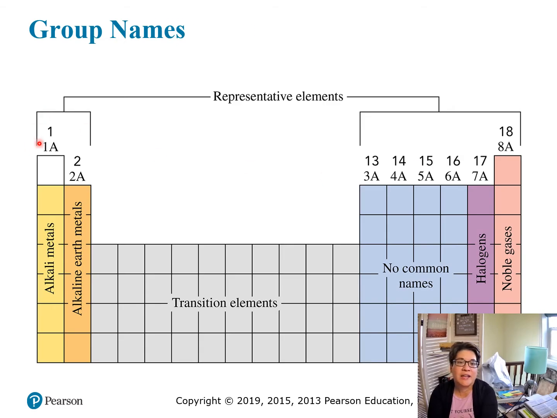So here, again, the representative elements are the ones that are colored. We kind of ignore the transition elements when we're learning basic chemistry. We use these later. But we have groups 1A, 2A, 3A, 4A, 5A, 6A, 7A, and 8A. And you can see that these are all skipped, but these would be 3B through 12B. The first group is called the alkali metals. The second group is the alkaline earth metals. And then 7A is the halogens, 8A is the noble gases. These don't really have names.